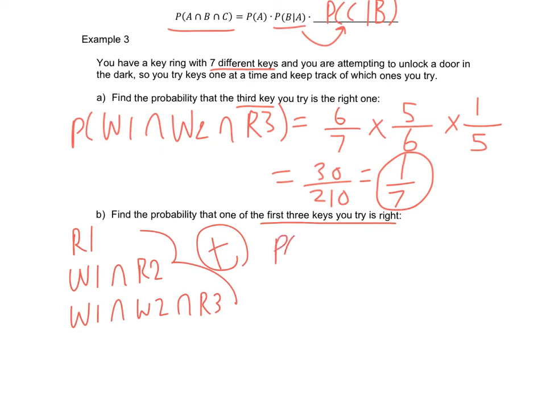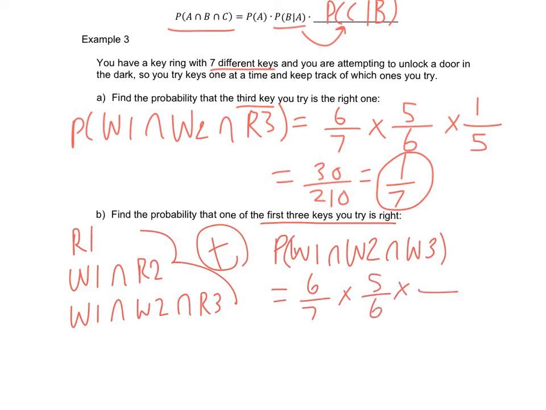So let's look at the probability of wrong 1, wrong 2, wrong 3. This guy has bad luck. So it's going to start out similar to the previous question, 6/7 times 5/6. Now I want the third one to be wrong too. There's 5 left, and 4 of them are wrong. If I calculate that out, I get 4/7. Now, that's the complement. That's the probability that all 3 are wrong.